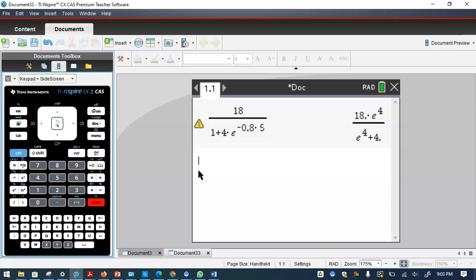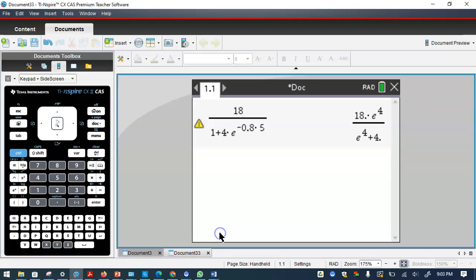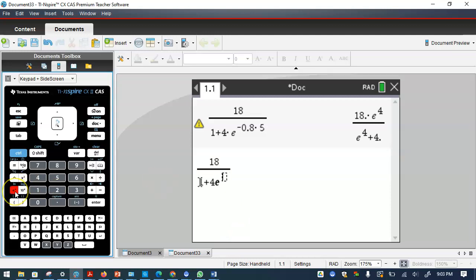I think I made some mistake. Yeah, see, I made a mistake in entering that E. We have to use the other E, so I'll edit this, go back here, delete this. So this has to be this one, and then minus 0.8 times 5. And now I enter, control enter. And you can see clearly this becomes 16.77.